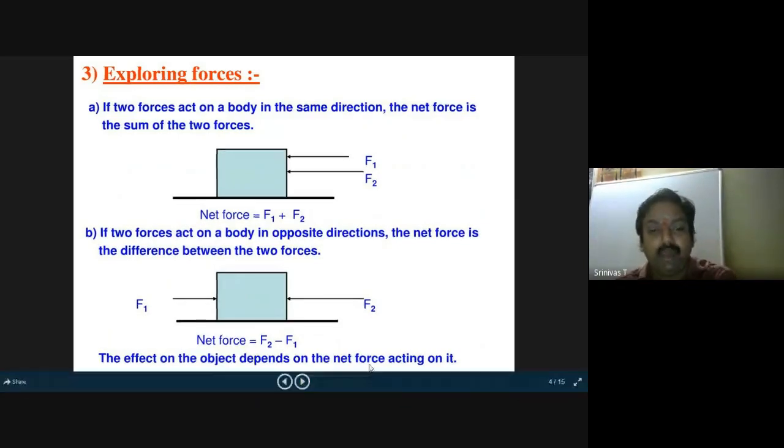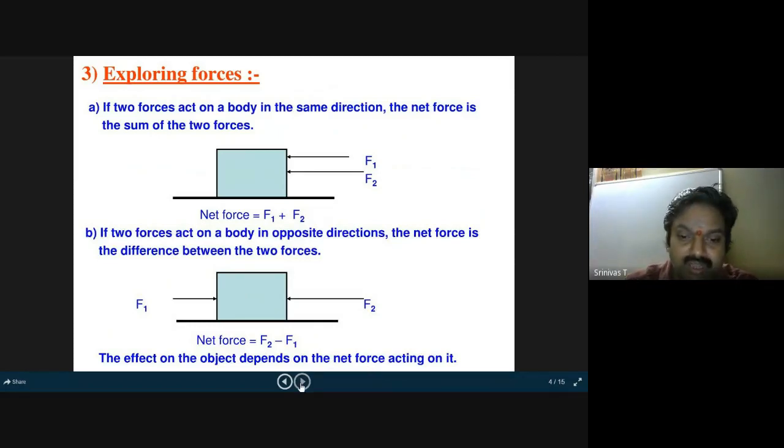The effect on the object basically depends on the net force acting on it. Because we have to see the cause and the effect, the effect on the object depends on the net force acting on it. At the end of the day we have to calculate the net force, because forces may be applied in different directions, and as a resultant of these, in the final direction we can expect some momentum or a displacement.